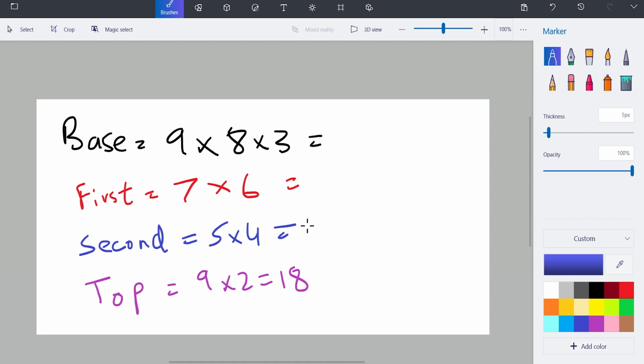This will be 20. This will be 1 second. Why is this pen giving me a weird color?